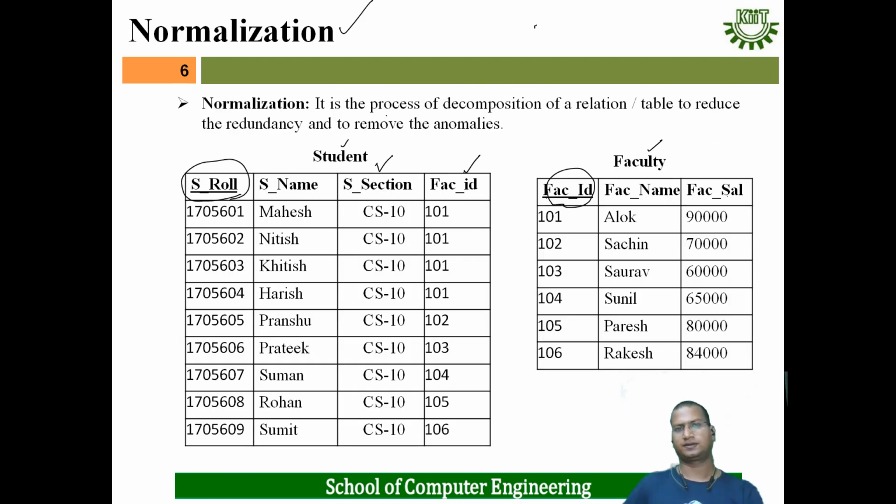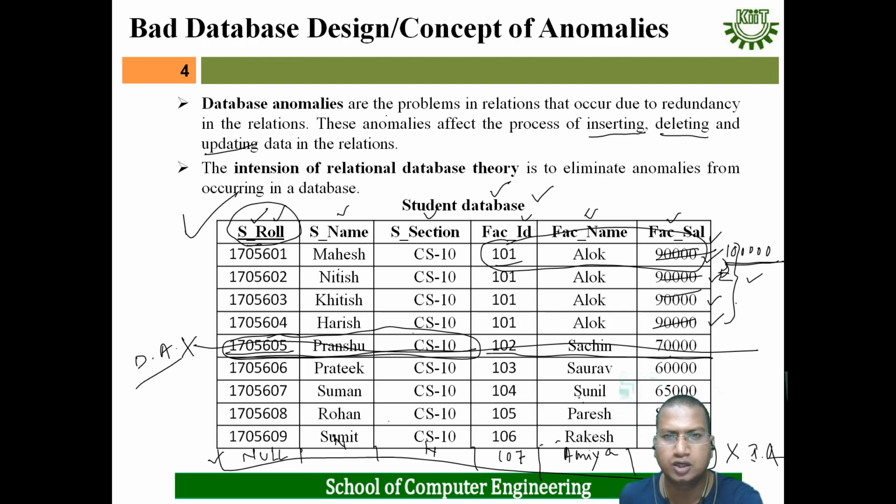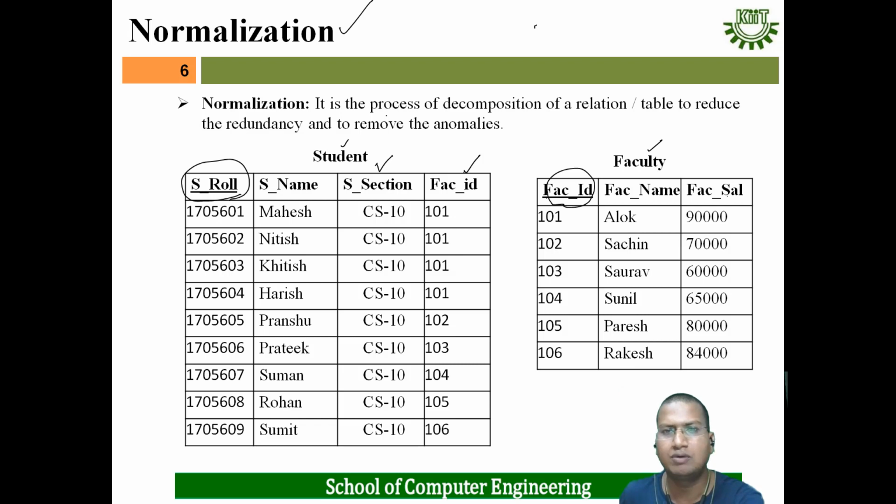Now we have to see whether redundancy is present or not. In the original student database, 101 Alok 90,000 was present 4 times. But in this case, only one time 101 Alok 90,000 is present. Here some redundancy is still there, 101, 101, 101, 101, but the redundancy has been reduced. It has not been removed, but it has been reduced.